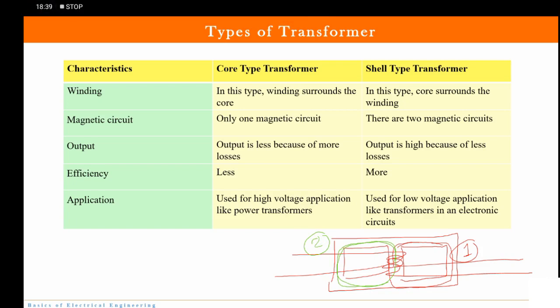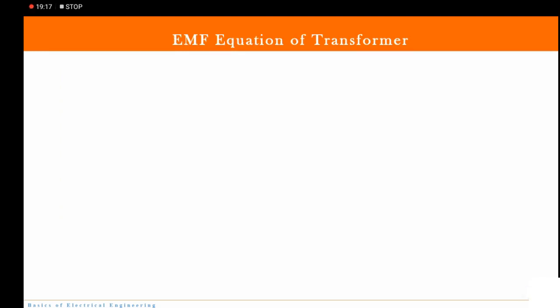Now output: core type transformer has lesser output because it has more losses, and shell type transformer has fewer losses and therefore output is more. When output is more, efficiency is more, and where output is less, efficiency is less. Now where do we use core type transformer? At high voltage applications like power transformers, and shell type transformers are used for low voltage applications like small electronic circuits.